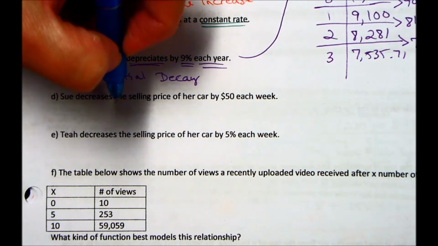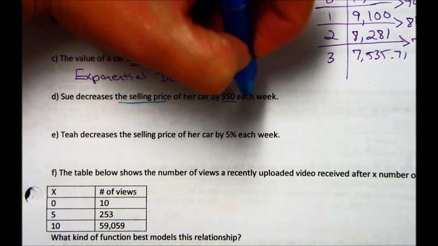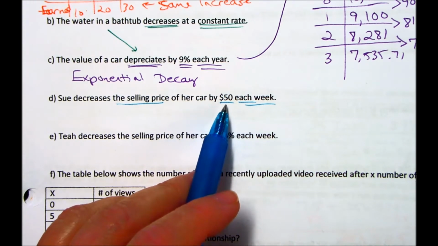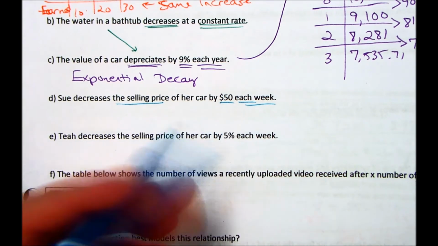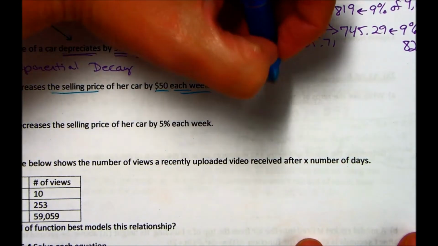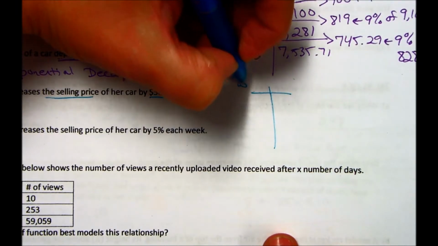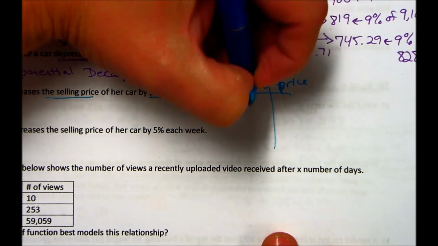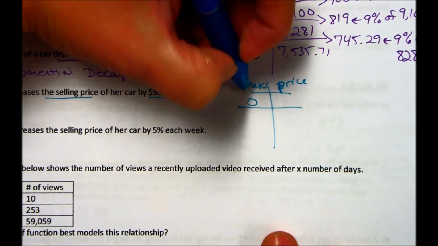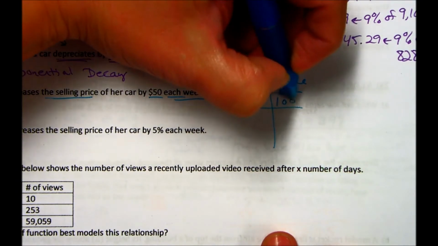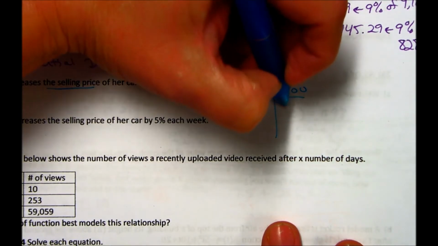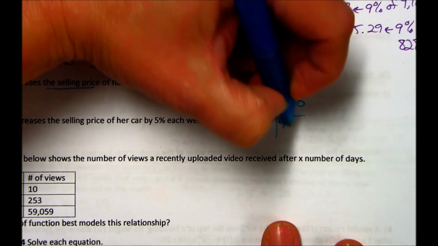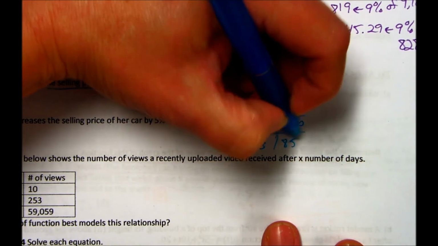Okay, the next two problems. Again we've got cars going on here. Sue decreases the selling price of her car by $50 each week. So again, if we think about whether or not this is going to be the same every week, maybe we could do a table with the number of weeks and the selling price. Let's say she's selling her car for $1,000. After 1 week, now it's going to be $950. After 2 weeks, $50 less, it will be $900. After 3 weeks, it'll be $850, and so on.